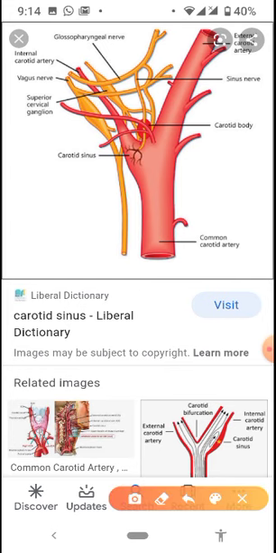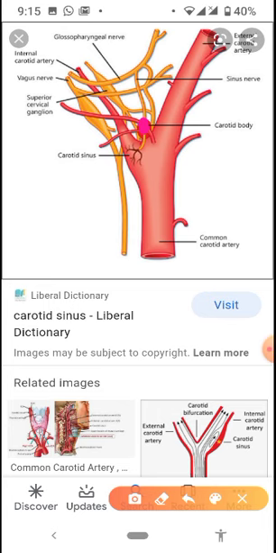Of the common carotid artery into the internal and the external carotid artery, some dilation is present. This dilation is called the carotid sinus. We have already discussed. Below this carotid sinus, here it is shown the carotid body. Posterior to this point of bifurcation, a special small structure is present, which is basically a collection of glossopharyngeal nerves.